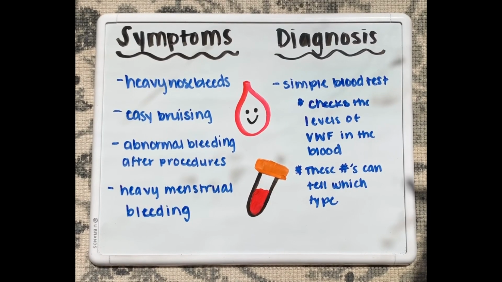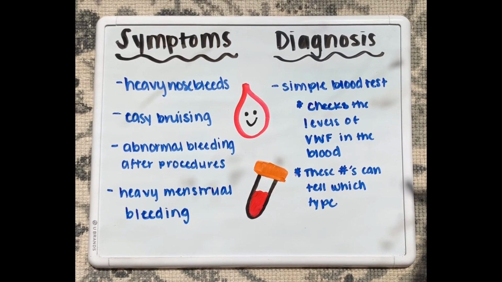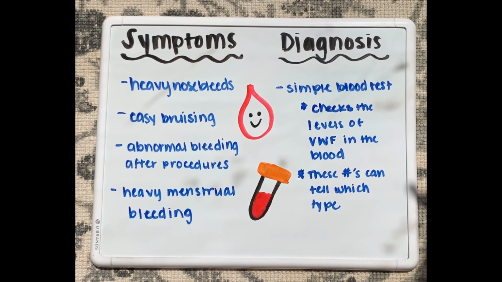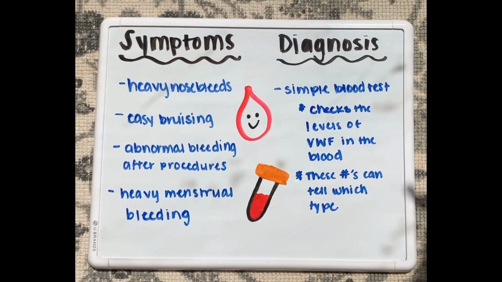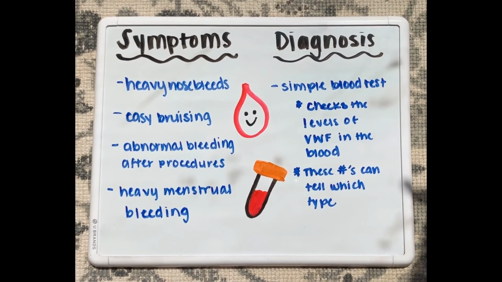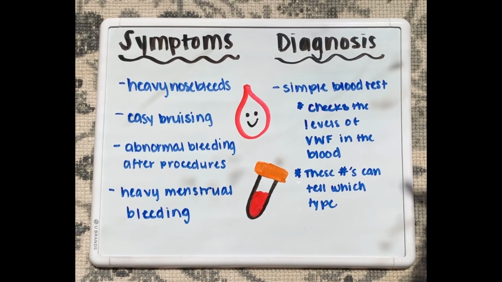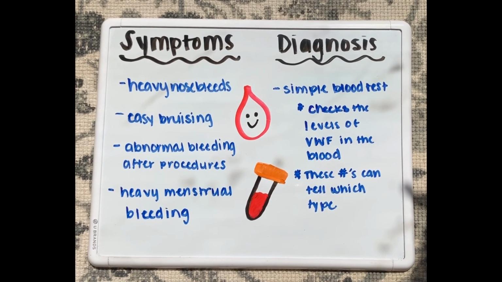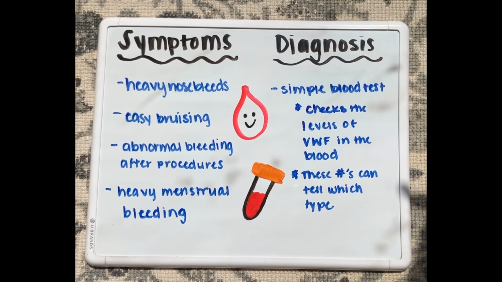Symptoms of von Willebrand disease include heavy nosebleeds, easy bruising, abnormal bleeding after procedures such as dental work or surgeries, and in women, heavy menstrual bleeding. Von Willebrand disease is easy to diagnose and identify through simple blood tests. A healthcare professional can check the levels of von Willebrand factor in the blood, and depending on the quantity of the factor found, the individual is diagnosed with one of the types of the disease.